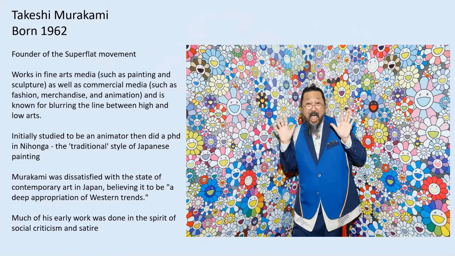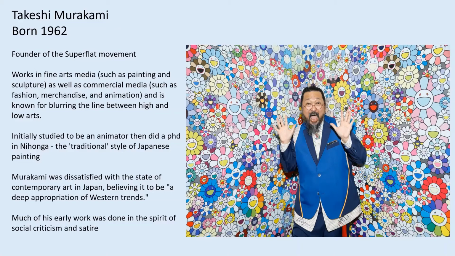Initially, he studied as an animator, and then he did a PhD in Nihonga, which is the traditional style of Japanese painting. So you've got to remember, when you're looking at these works, he is a very classically trained artist. He could do all that other stuff we just looked at, but he's chosen to do this sort of thing. A bit like Picasso last week, he could do all the perfectly painted stuff, so he went his own way and did these different things.